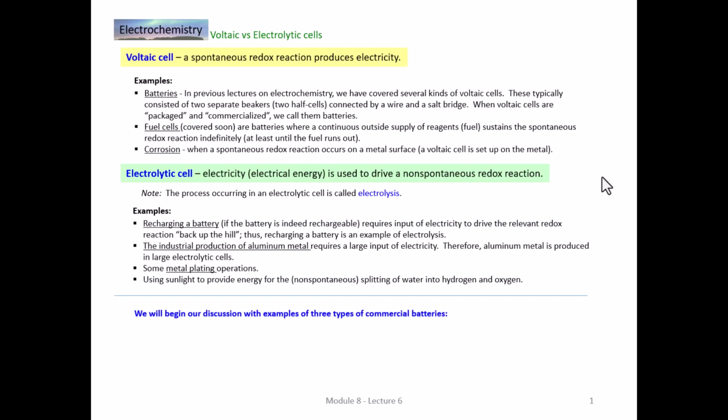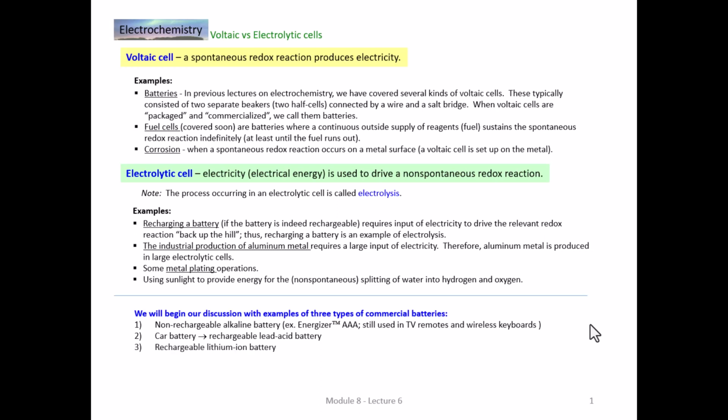So we'll begin our discussion with examples of 3 types of commercial batteries. Remember, batteries were the first voltaic cell on our list. We'll talk about a non-rechargeable alkaline battery, for example, an Energizer AAA that is still used in TV remotes and wireless keyboards and wireless mice. We'll talk about a car battery. This is old technology that still helps start our car and get us where we're going. This is a rechargeable lead acid battery. And then we'll talk about a rechargeable lithium ion battery, with which you're probably most familiar, running your laptop or your phone.